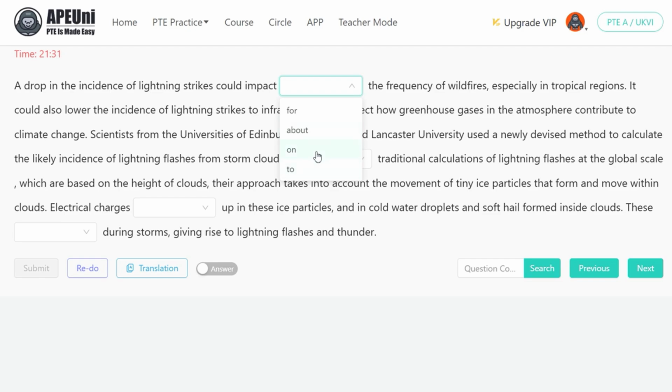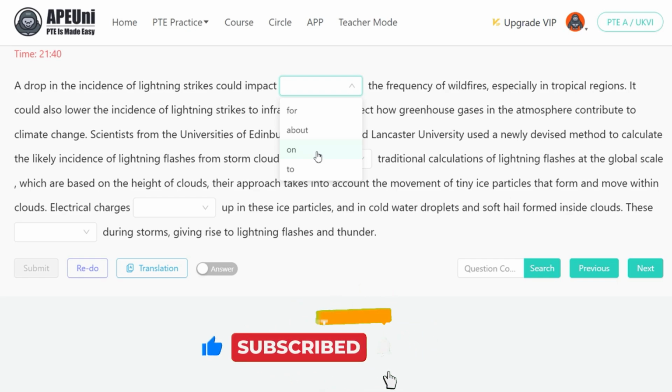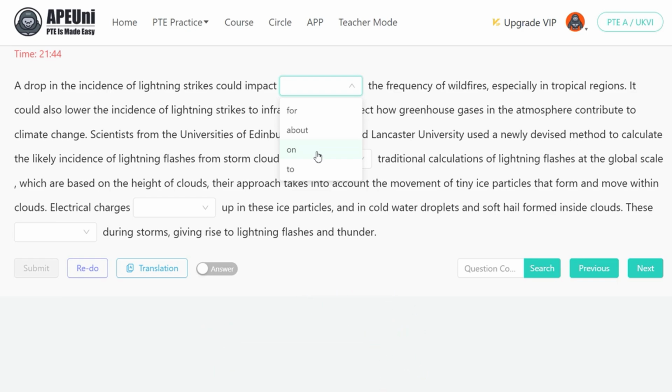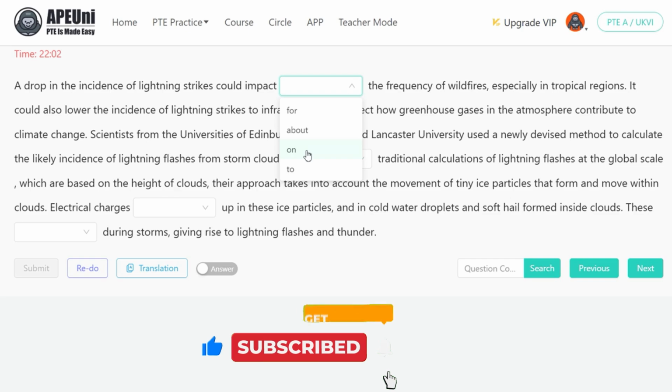Let's move to the next one, which is on. The phrase impact on is a standard collocation. It's used when describing the effect something has on another thing. And grammatically, we say impact as a noun typically takes the preposition on, but in recent usage, impact as a verb, as here, can also take on. So on is a correct option for this first blank.